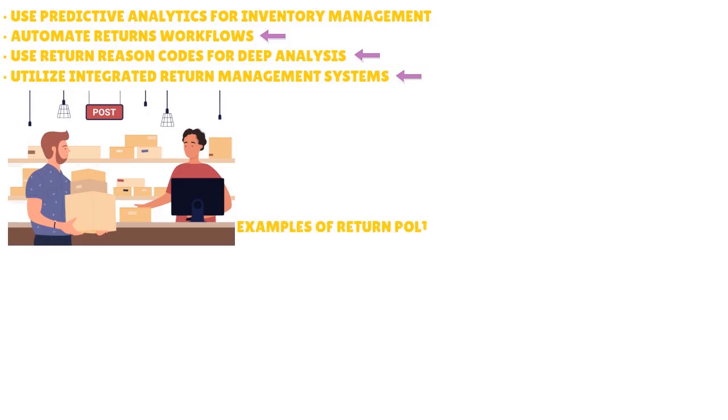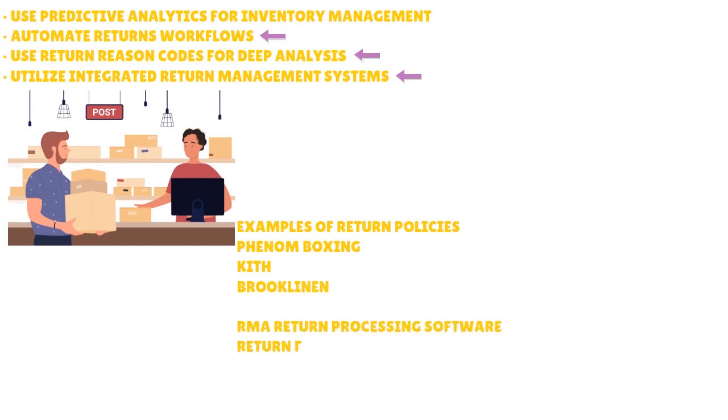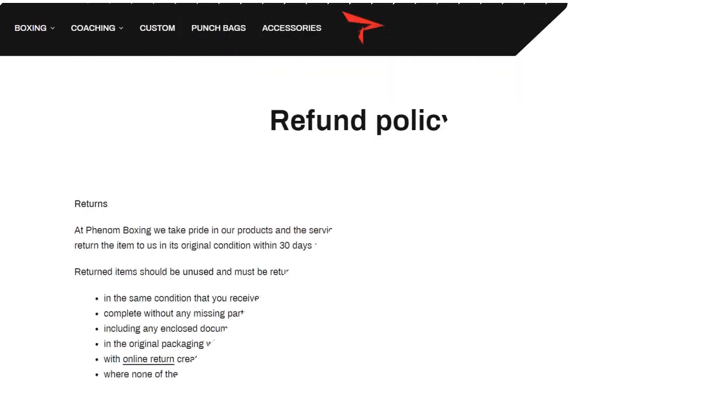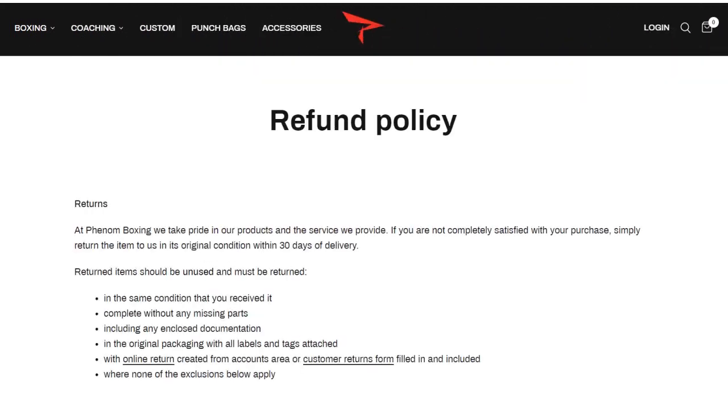Let me give you a few examples of return policies here. It's one of those things where you always have to think about what works and what doesn't work. So you have Phenom Boxing. Phenom Boxing keeps RMA straightforward and fair. It offers returns within 30 days of purchase, provided the products are unused and in their original packaging, and refunds are processed after the items are inspected and approved, while customers handle the return shipping cost. The clear and simple terms ensure transparency.